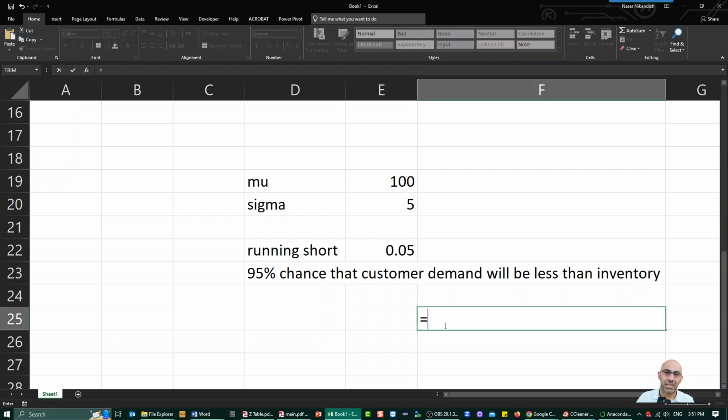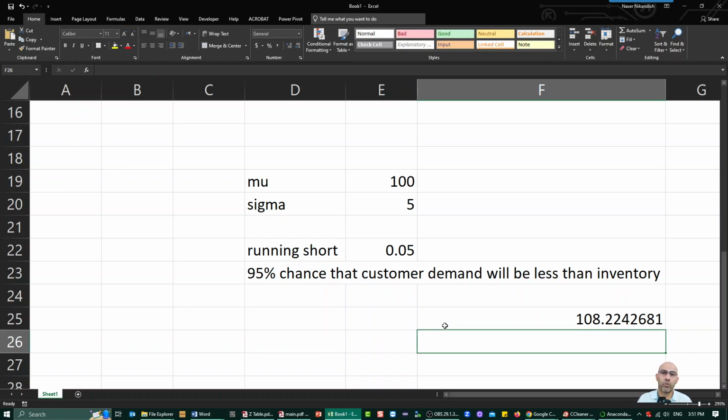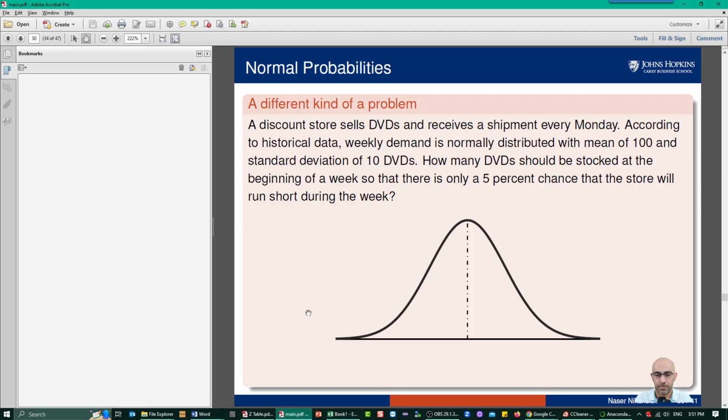Well, we have to use a different kind of function. This is sort of an inverse of what we had earlier. We are going to use NORM.INV of probability 0.95, comma, mean 100, comma, standard deviation 10. All right, this is 108.22. Well, you can't have 0.22 units, right? So I'm going to round this up to 109. All right, so let's move on.